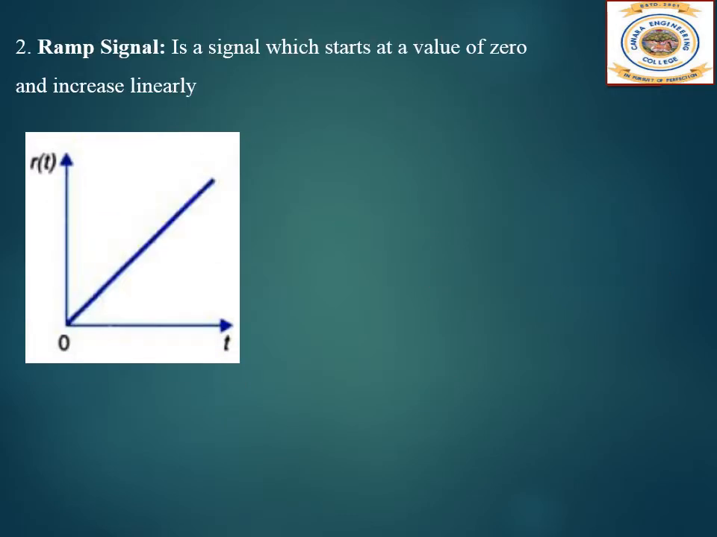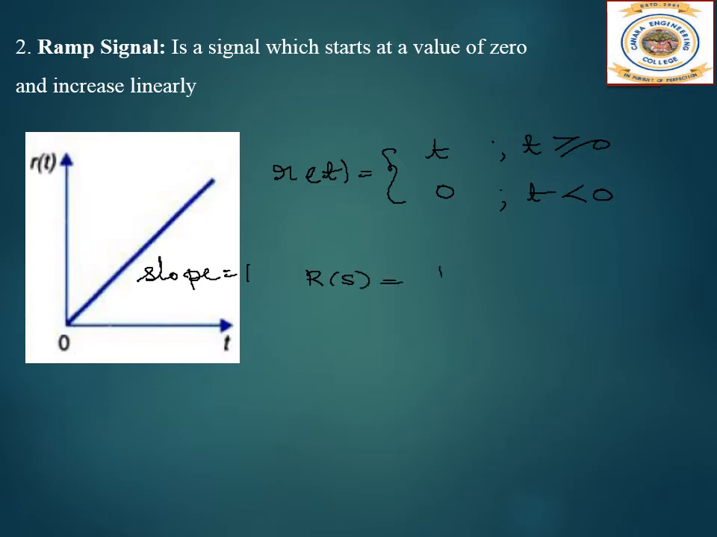Now next is a ramp signal. It is a signal which starts at a value of 0 and increases linearly. Here we talk in terms of the slope. If I consider the unit ramp, then the slope is equal to 1. So how do we represent a ramp signal? R of t is equal to t for t greater than or equal to 0. It is equal to 0 for t less than 0. And what is the Laplace? R of s equal to Laplace of t is 1 by s square.